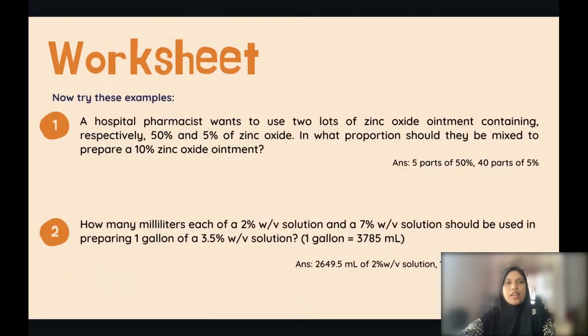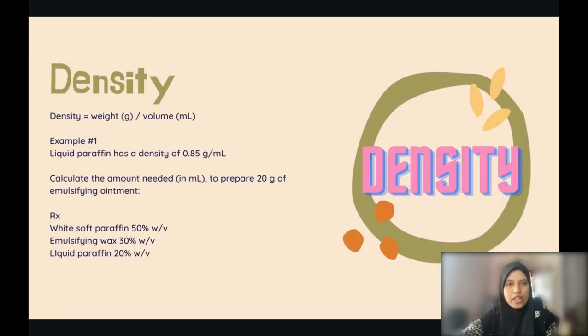Okay, so these are some examples that you can try by yourself. Okay, I already provided the answer. Okay, the last one for this lecture is the density calculation. So as you already know, density equals weight over volume. So again, weight will refer to gram and volume will refer to ml. So as an example, liquid paraffin has a density of 0.85 gram per ml. Please try to calculate the amount needed in ml to prepare 20 gram of emulsifying ointment.